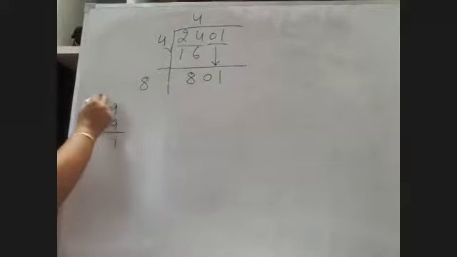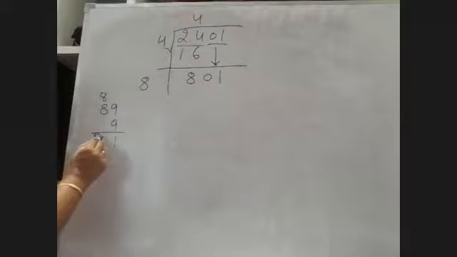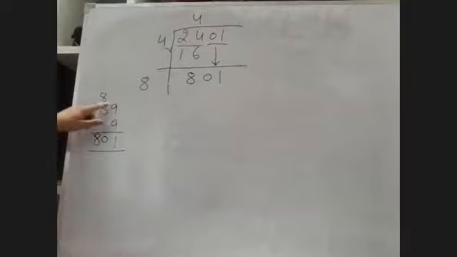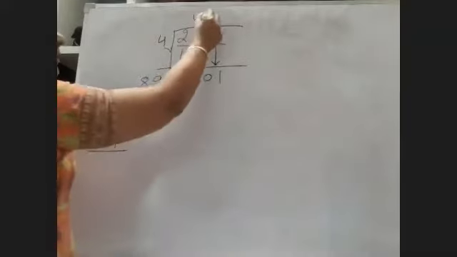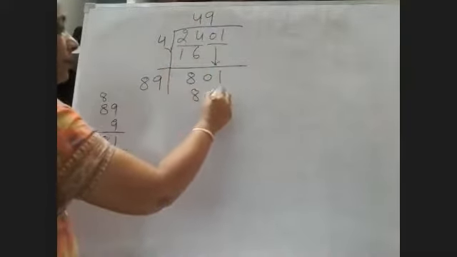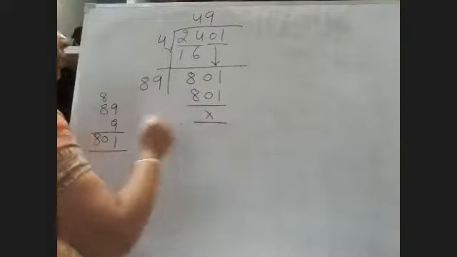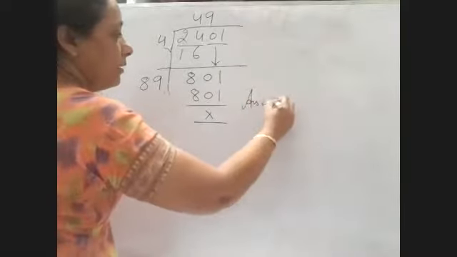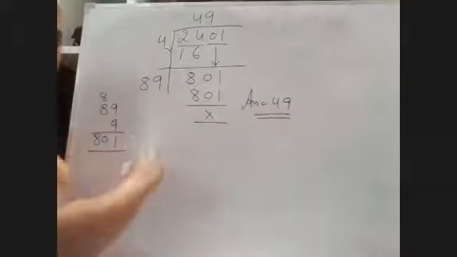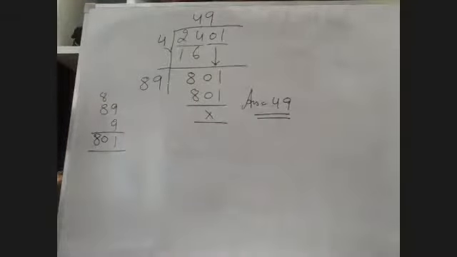9 times 9 are 81. 8 times 9 are 72. 89 multiplied by 9, we get 801. So right here 9, here 800. So the square root of 2401 is 49. Dear students, so this is the first question, first part.